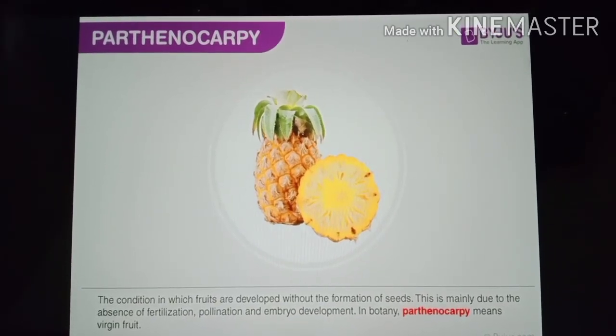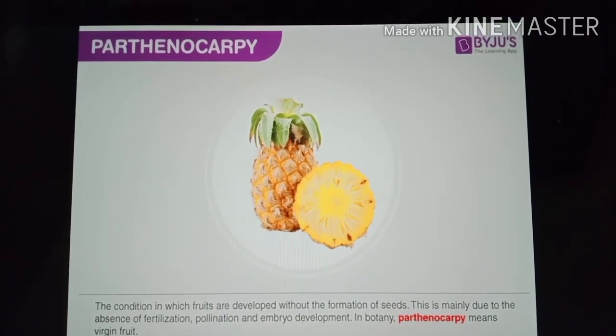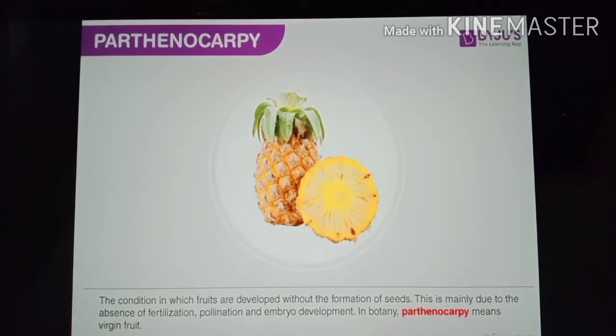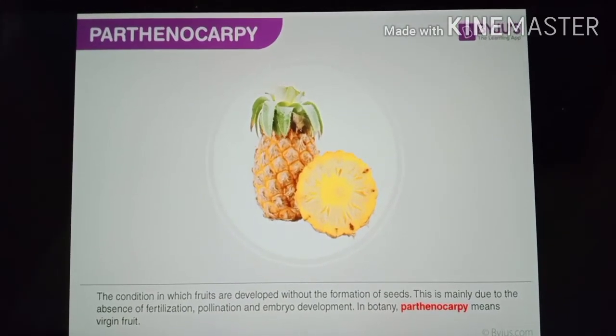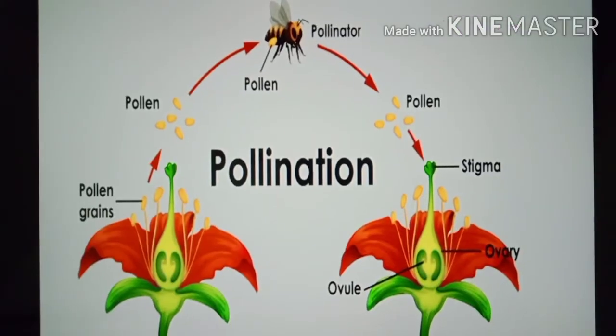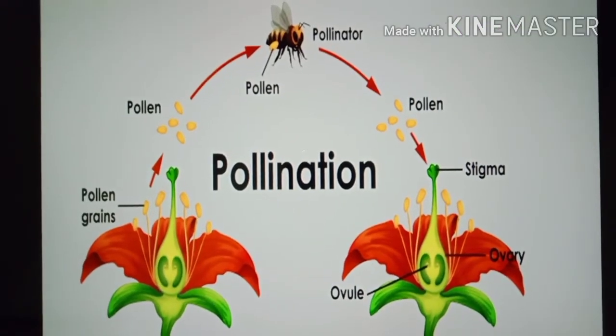And now I will discuss about parthenocarpy. In some plants, ovaries develop into fruit without the fertilization inside their ovules. This process is known as parthenocarpy and it results in seedless fruits, for example, bananas and seedless varieties of grapes.